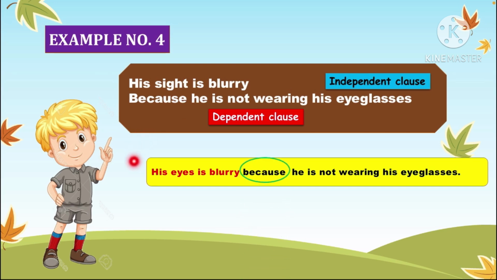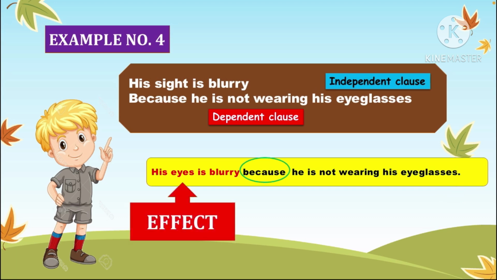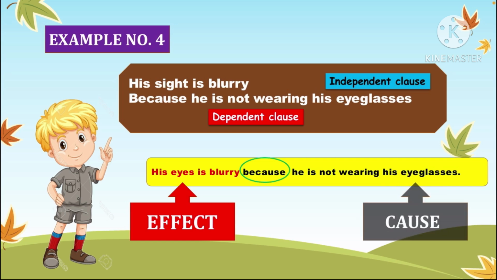In here, we placed the independent clause first. His eyes is blurry, followed by the dependent clause because he is not wearing his eyeglasses. If the independent clause comes first before the dependent clause, there will be no comma. Just a period at the end of the sentence. His eyes is blurry is the effect, while he is not wearing his eyeglasses is the cause.